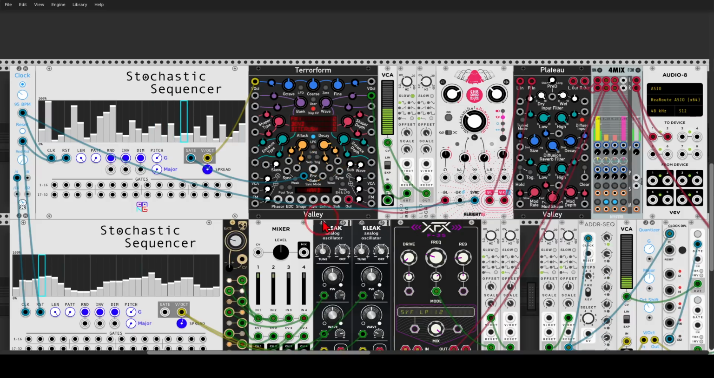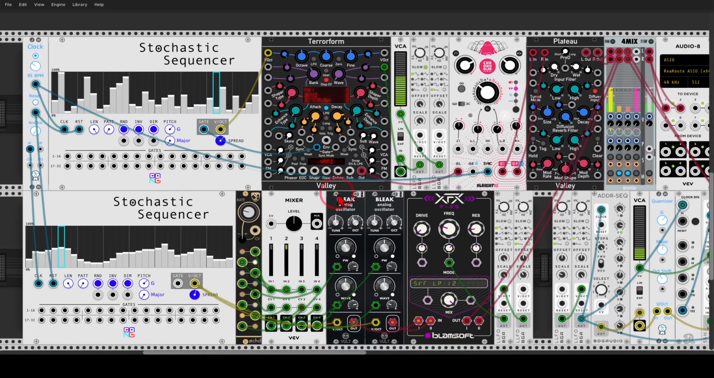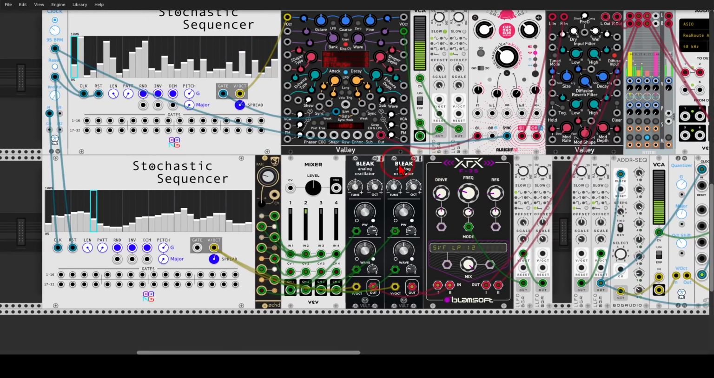Now another voice I have here is a sort of a bass. I will unmute it already. So I have here another stochastic sequencer. This one is sequencing two Bleak oscillators from Volt. They are going through a filter, the filter from Blamsoft.